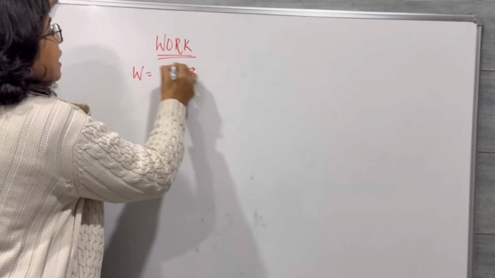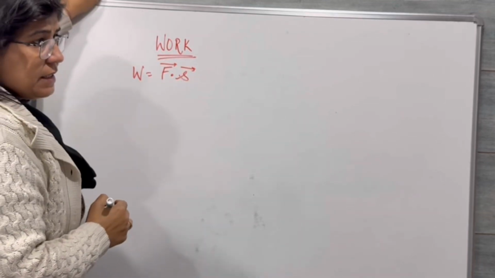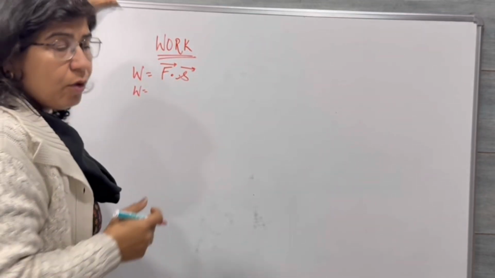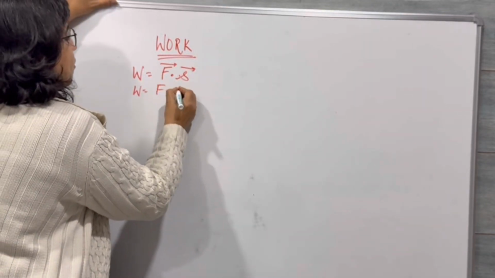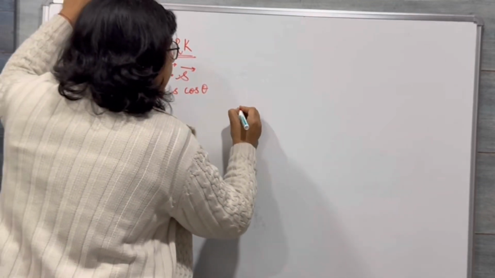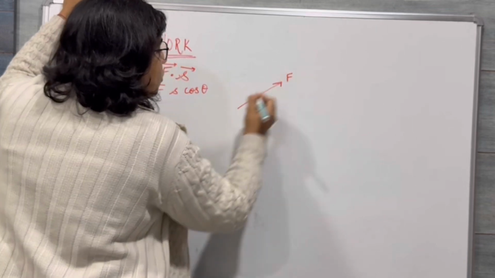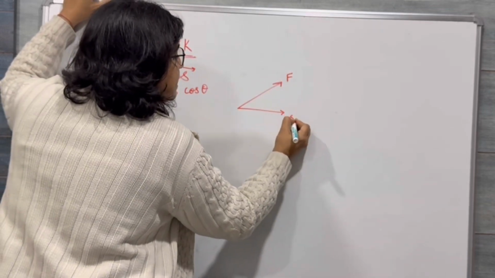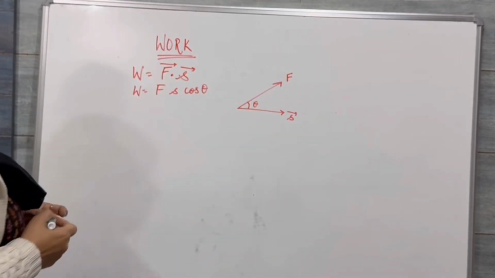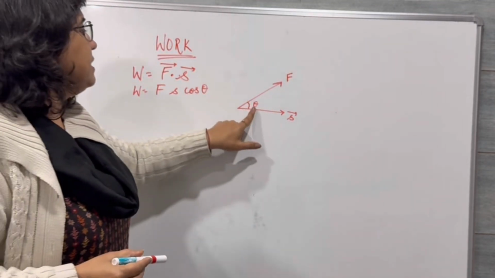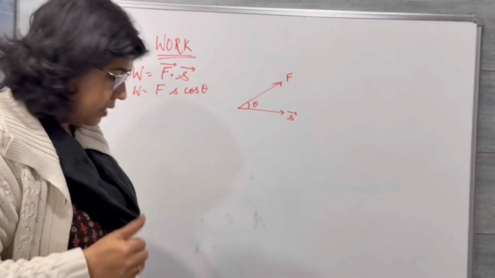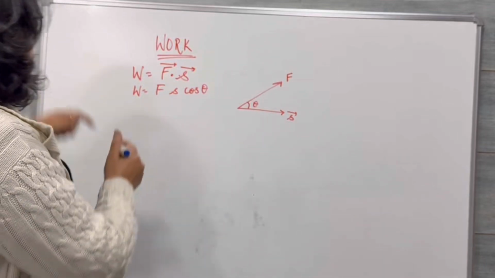It is actually a dot product, F dot S. For class 10th, you should remember it is a dot product or scalar product. And the formula is Fs cos theta, where theta is the angle between force and displacement. If this is force and this is displacement, the smaller angle between them is theta, then work done is Fs cos theta.